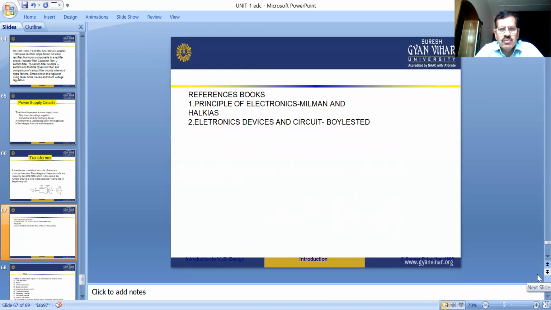There are some books which cover these topics. First is Principles of Electronics by authors Millman and Halkias. Second is Electronic Devices and Circuit Theory, author Boylestad.